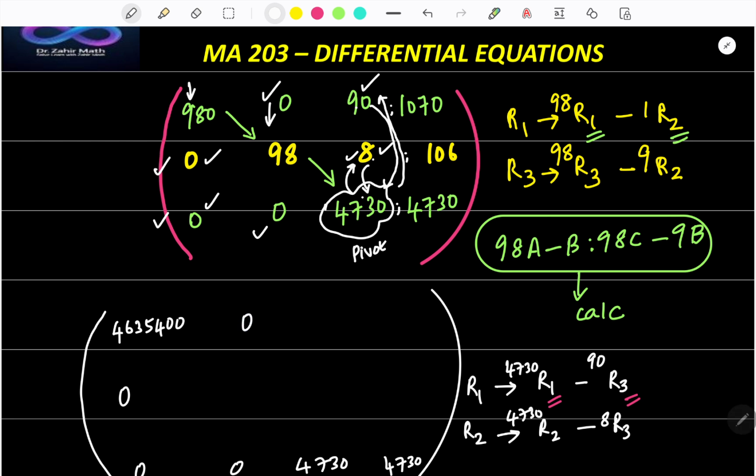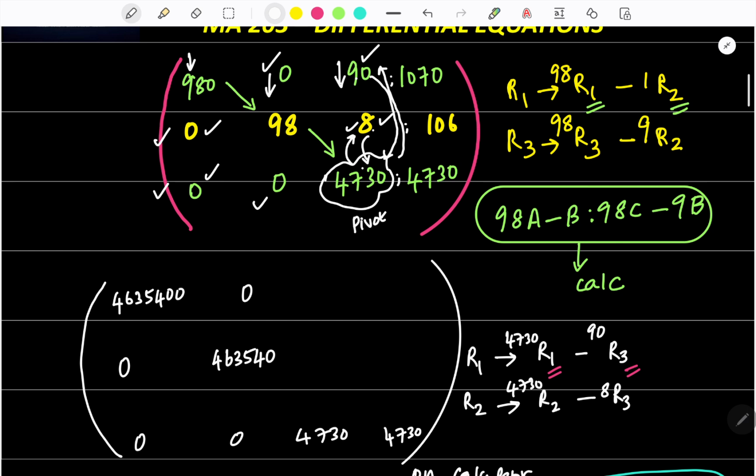I'm getting 0 here and I'm getting here 4, 6, 3, 5. The numbers are very small for me, but the value is big. And then press equal. The next you need to start this row, okay? Right. 90, press equal. And the C value is 4730, press equal. B value is 8, press equal.